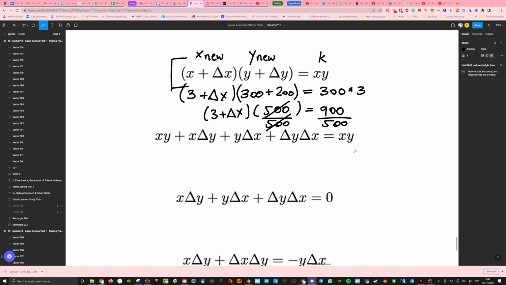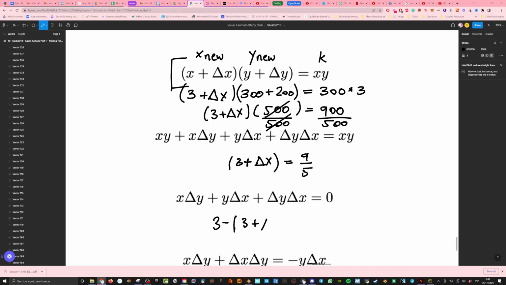Now, basically on the left side, we have 3 plus delta x, right? And on the right, we have 9 divided by 5. And now you can just subtract both sides by 3. Minus 3 on both sides. Like this?